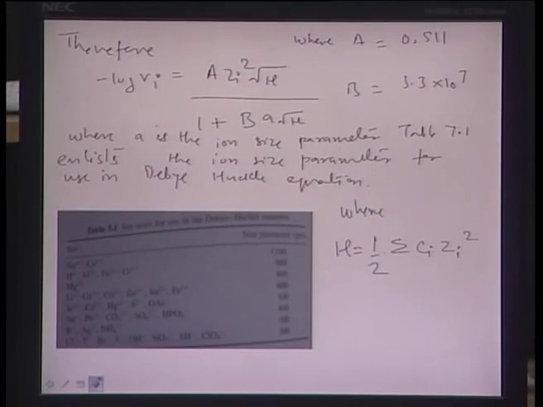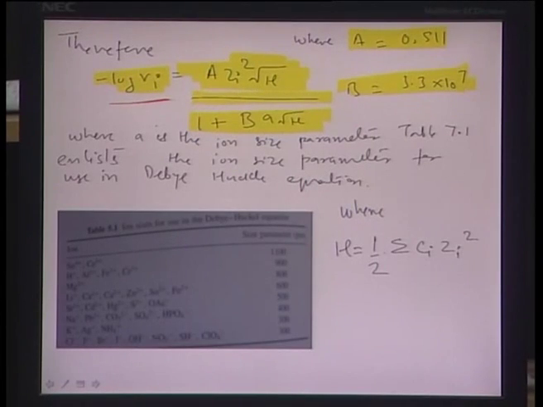So, the whole equation can really be written down as minus log γI, as you are seeing here, equals A times of zI², zI being the positive or the negative charge, divided by 1 plus B a root μ, where A is calculated to be 0.511, B is calculated to be 3.3 × 10^7 by assuming STP, standard temperature and pressure, and the various parametric values for N, Avogadro number, ε, electronic charge, and so on and so forth.